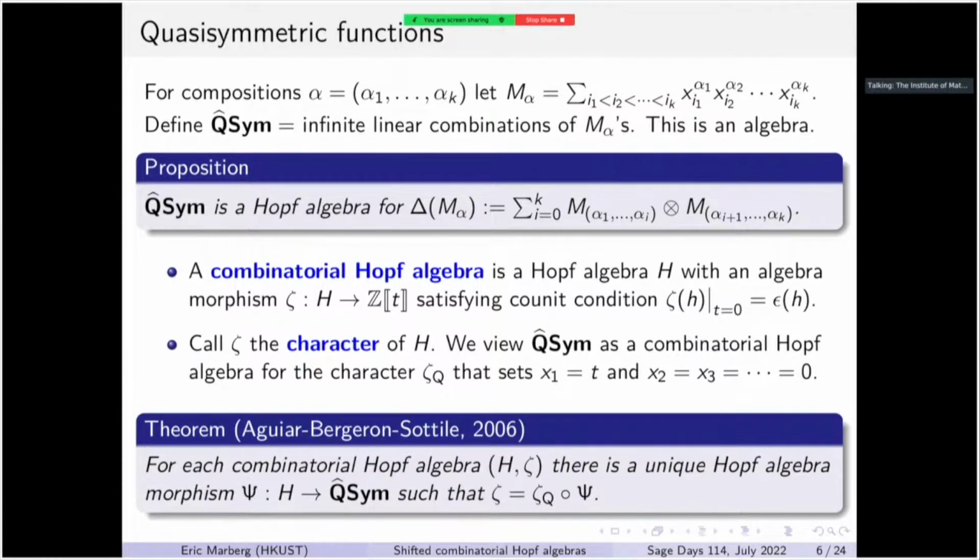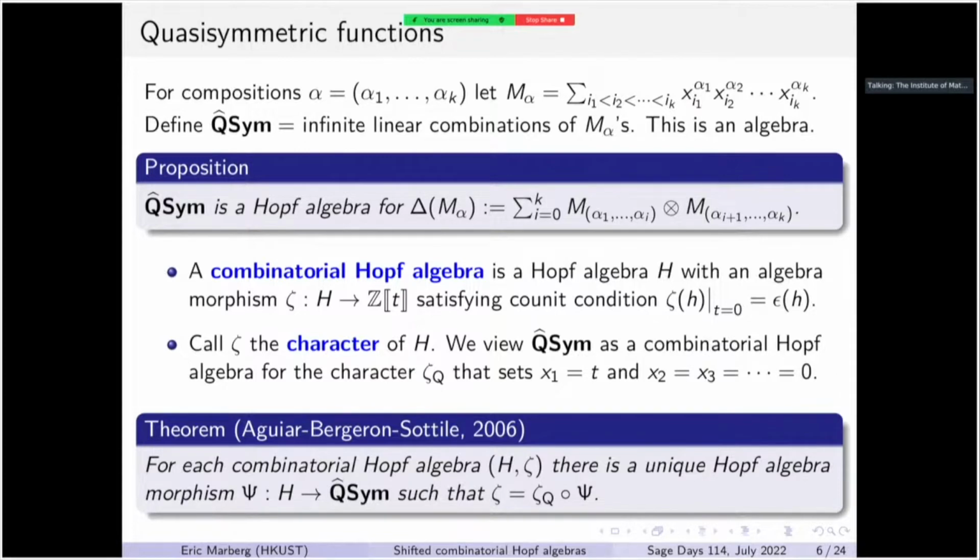And then we have this theorem which says that for each combinatorial Hopf algebra H with a character zeta, there is actually a unique Hopf algebra morphism from H to quasi-symmetric functions such that we have this little commutative diagram. If we first apply this morphism and then we apply this quasi-symmetric character, it gives the same thing as just evaluating our character zeta on our element of H.